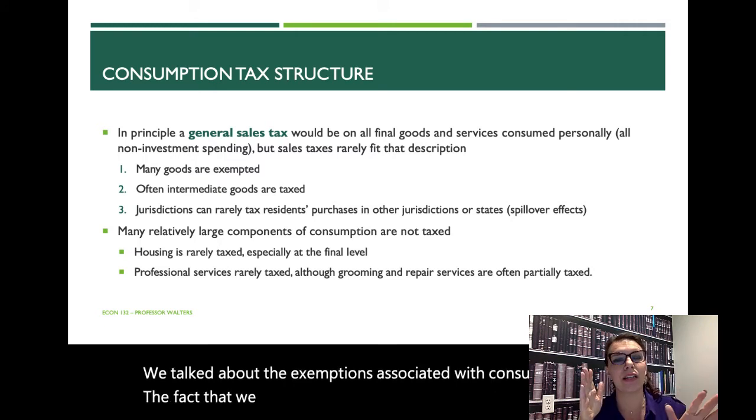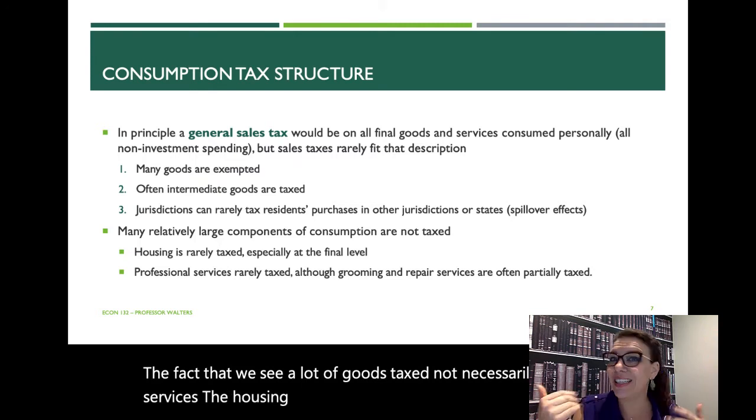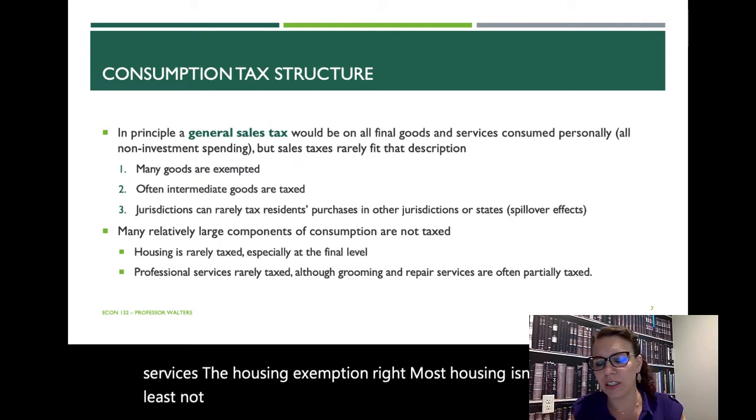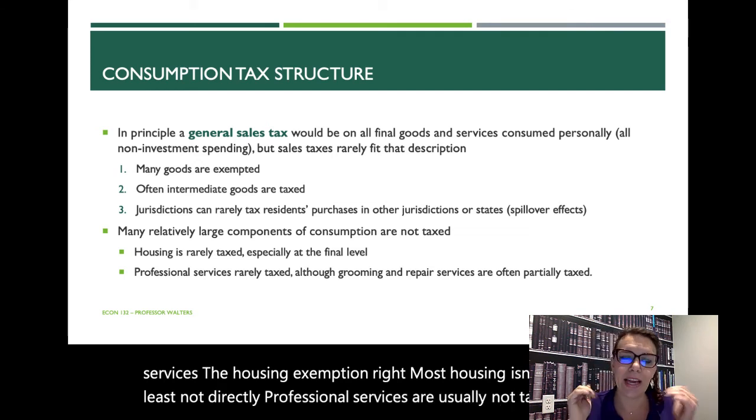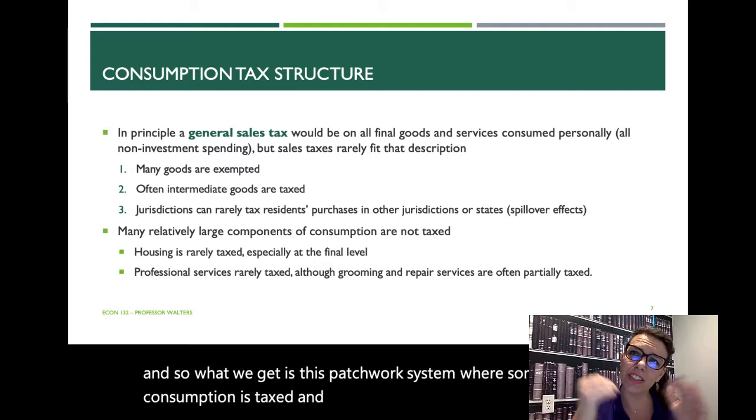We talked about the exemptions associated with consumption tax, the fact that we see a lot of goods taxed, not necessarily a lot of services. The housing exemption, right? Most housing isn't taxed, at least not directly. Professional services are usually not taxed either. And so what we get is this patchwork system where some consumption is taxed and some isn't, and a lot of things are taxed at different rates.